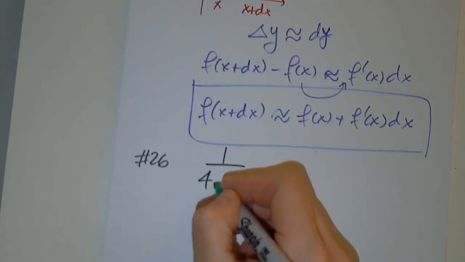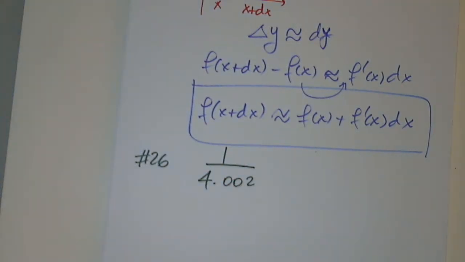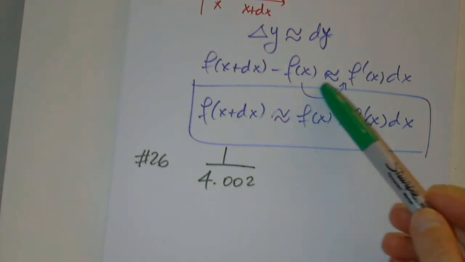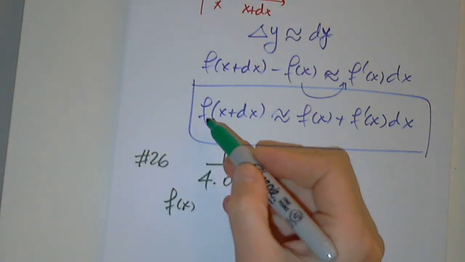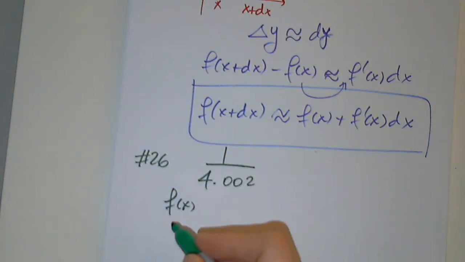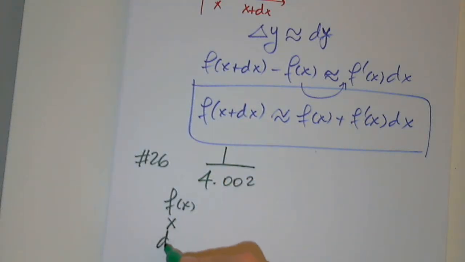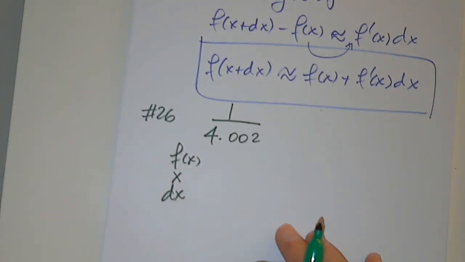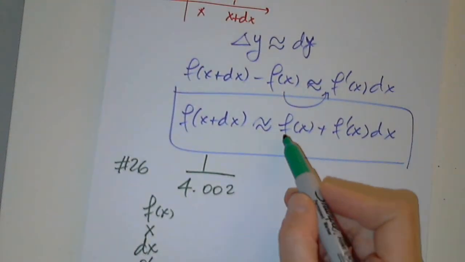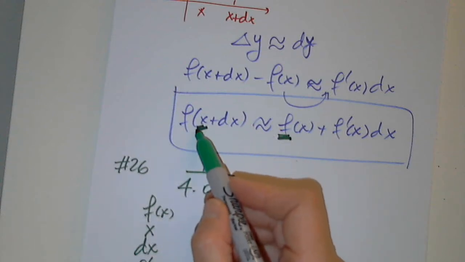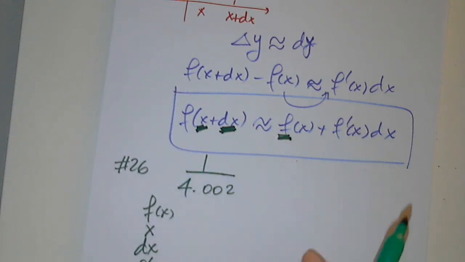Okay, so we decided to start with 26. So it's 1 over 4.002. All we have to do is apply this result. And you can say, how do I apply this result? Very simple. I have to identify f of x. I have to identify x. I have to identify the error, or dx. And of course, once I have f of x, I will find f prime of x. So that's all I need: f of x, x, dx, and then I will differentiate.